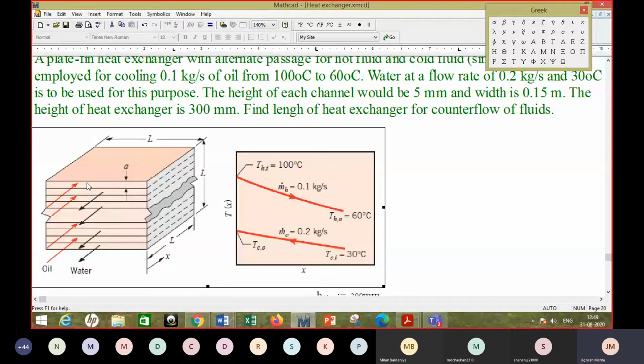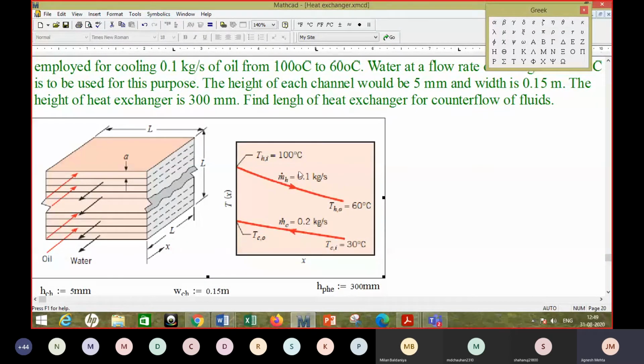So this is the configuration of the shell and tube, sorry, the plate type of heat exchanger. And here, like other things, other dimensions are shown. The height of the channel is shown as A. While we solve the example, I have written it as h suffix ch, that is, height of a channel. Each channel has a particular height. Here it is shown as A, and I have used h suffix ch, height of a channel. And the total height of the heat exchanger is, let's say, L.